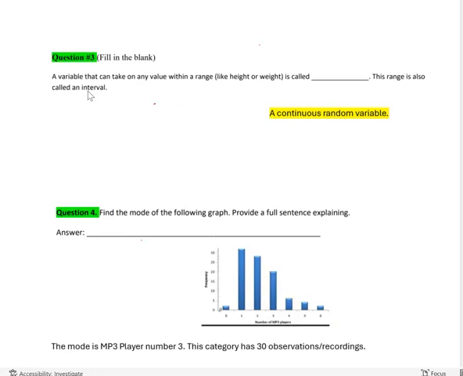So in class, we talked about bacteria growth. Bacteria grows within time, so that would also be technically defined as continuous.